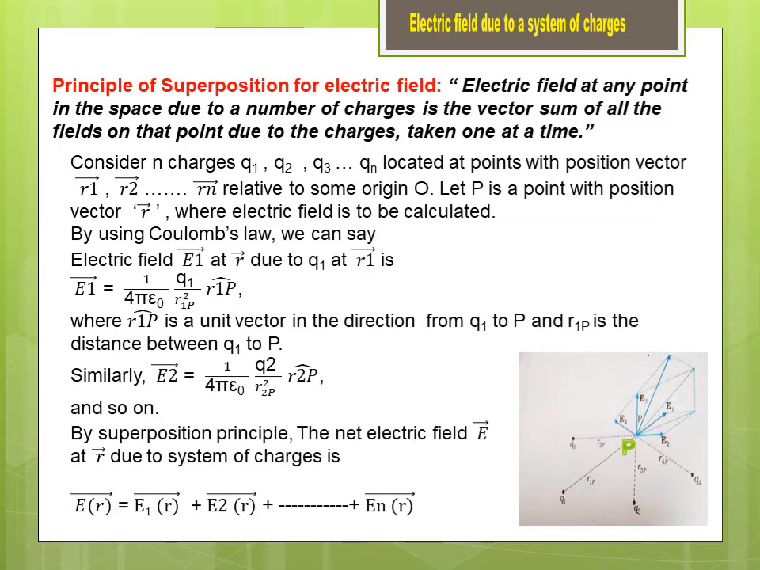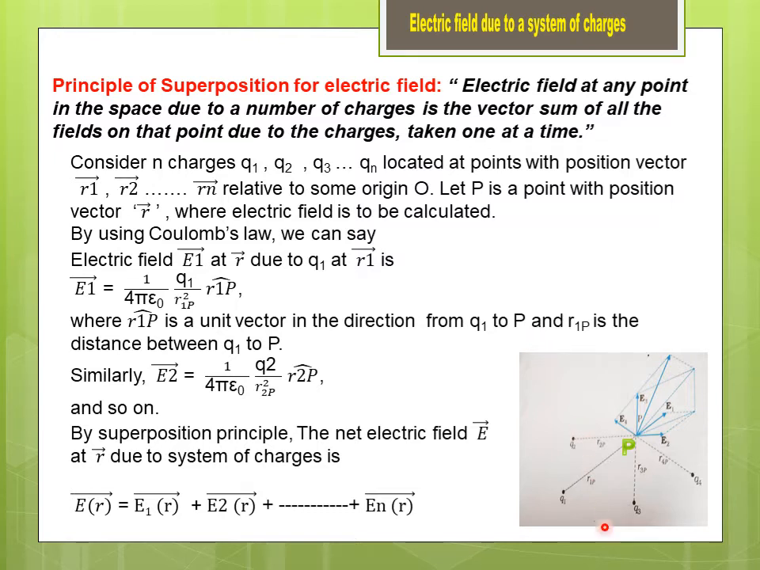Now we should recap the principle of superposition once again in terms of electric field. Electric field at any point in the space due to a number of charges is the vector sum of all the fields at that point due to the charges taken one at a time. So today our purpose is to find the electric field due to a system of charges.